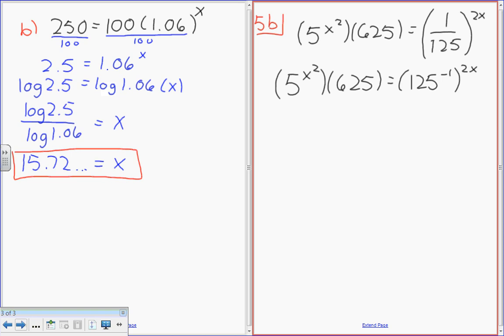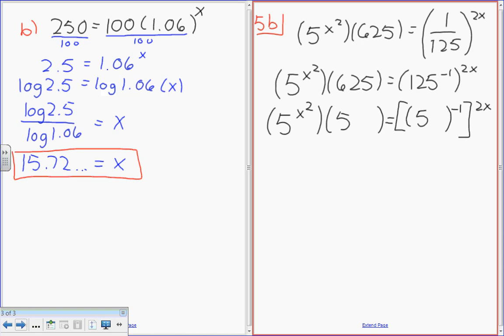What do I want to make all the bases here? 5. Everything's going to go to 5. So I'm going to make these all. Here we go, guys. This is going to be 5 to the x squared. 5 to the something is equal to 5, negative 1. How do I do this one? 5 to the something, negative 1 to 2x.